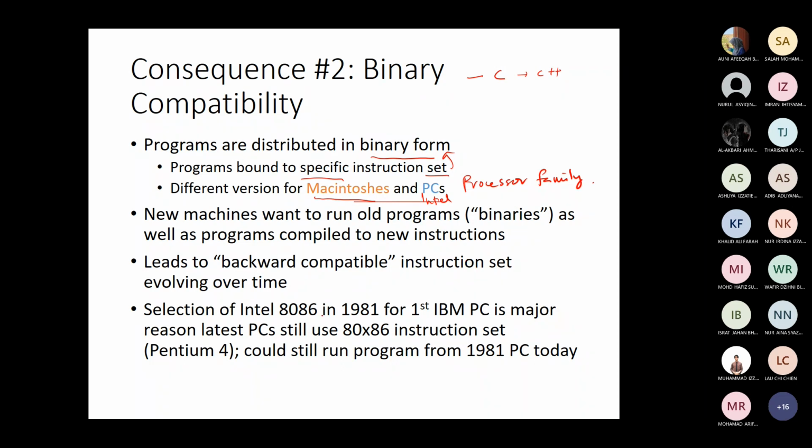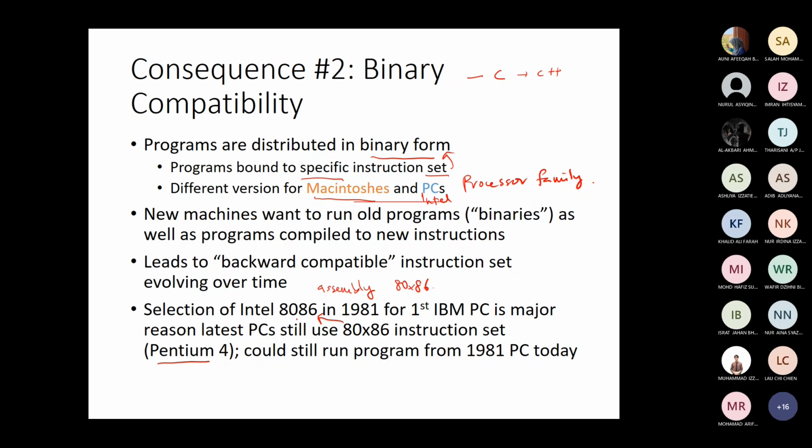That's why the selection of the Intel 8086 in 1981 for the first IBM PC is a major reason the latest PC is still using the 8086 instruction set. Basically, the 8086 assembly language is still used in the latest versions of assembly language. They use the versions of Pentium 4 8086, which can still run programs from 1981 PCs until today.